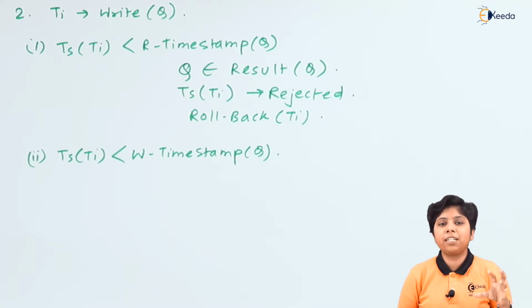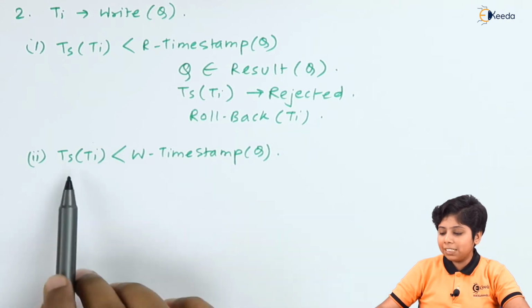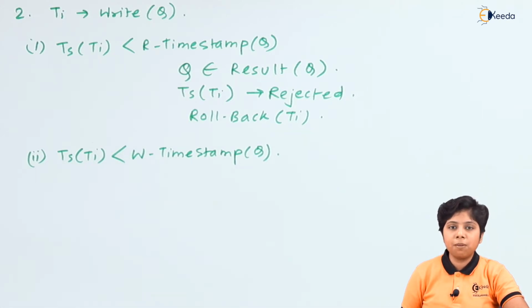Say, suppose an account is being updated with a subtraction of 50, and now, other than that update, another account to which it is transferring the amount is again gaining plus 50. That is not desirable, because the result is not durable. So if TS(TI) is less than W-timestamp(Q), we will reject the transaction because Q is being overwritten.